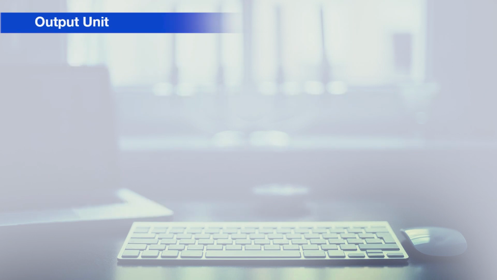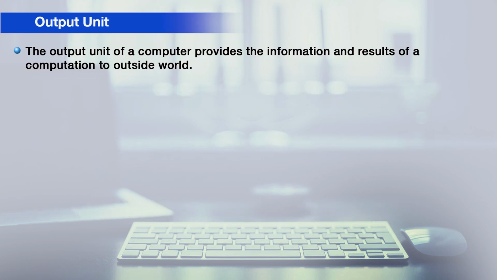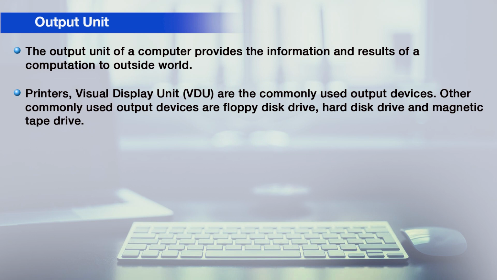The output unit. The output unit of a computer provides the information and results of a computation to the outside world. Printers and visual display units are the commonly used output devices. Other commonly used output devices are floppy disk drive, hard disk drive and magnetic tape drive.